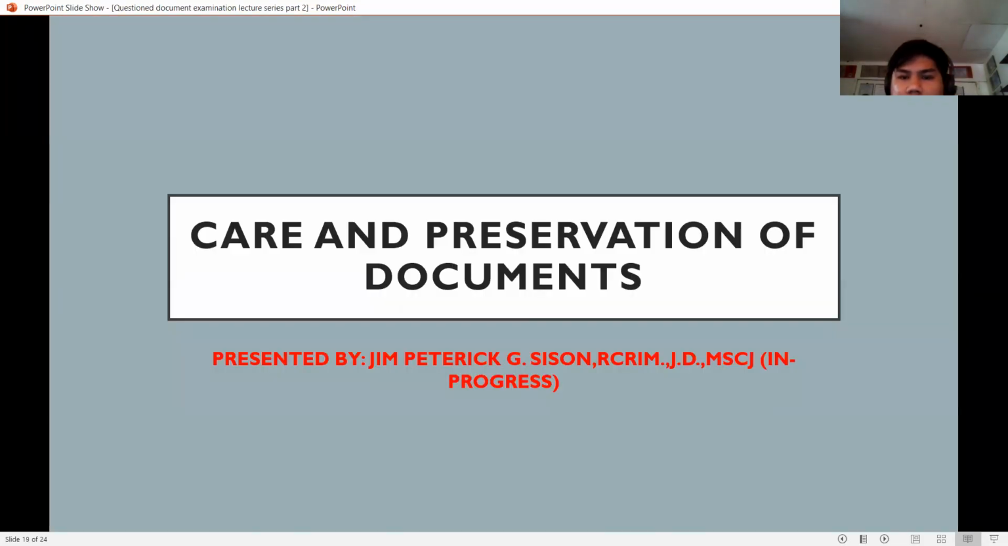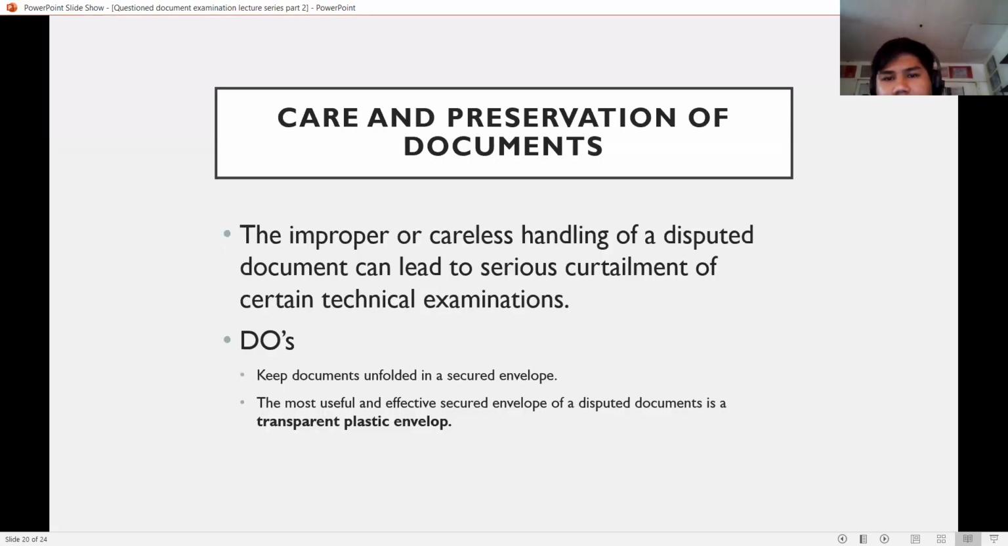Next we have the care and preservation of documents. The improper and careless handling of a disputed document can lead to serious curtailment of certain technical examinations. So if improper imong paghandle ana, careless handling of a disputed document, dili na nakakonduct og technical examinations over that particular disputed document. So we have the do's and don'ts for the care and preservation of documents.